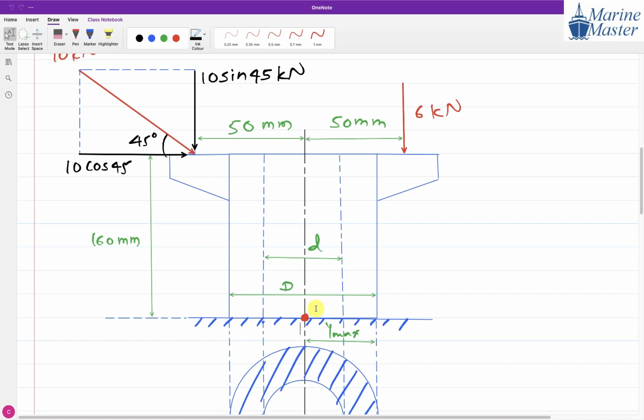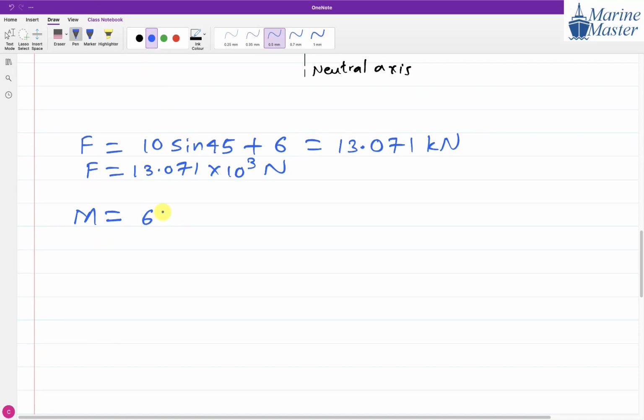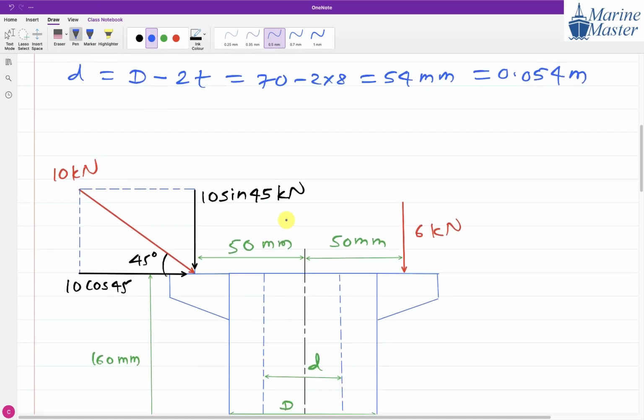Okay, everyone, now try to see the scenario here. So this is our 6 kilonewton. Now about this point, what is the effect of 6 kilonewton? Clockwise, counterclockwise? Clockwise. So 6 into 10 raised to the power 3.